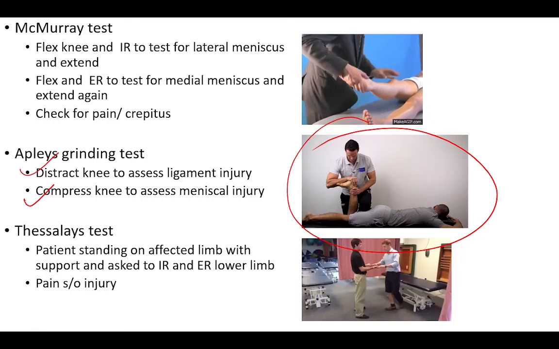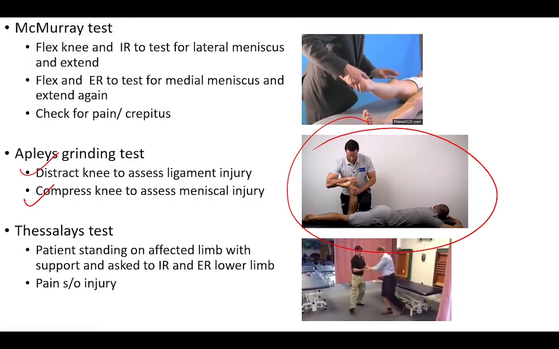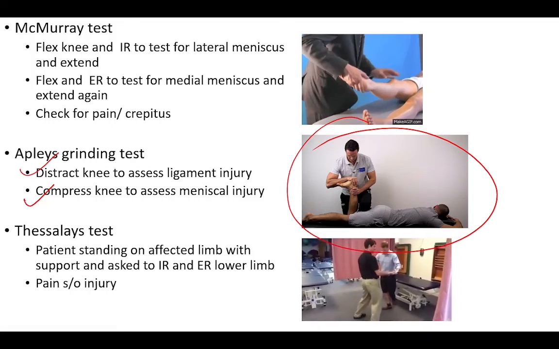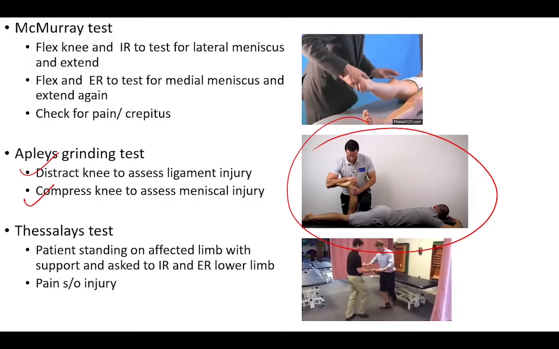In the compression component, the tibia is rotated against the femur in a flexed position to assess for pain. The Thessaly test is done with the patient standing on the affected limb with support and is asked to perform internal and external rotation on the lower limb. If there is any pain, then it is suggestive of a meniscal injury.